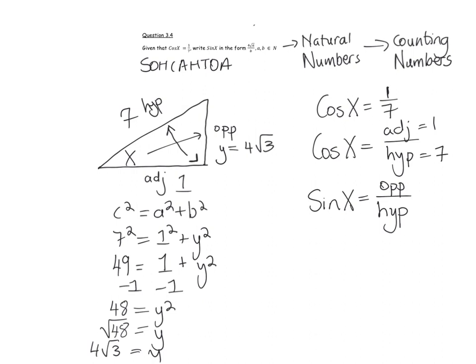Now, going back to originally what they asked us to do, we wanted to figure out what sine of x is. We know that sine of x is equal to the opposite over the hypotenuse. The opposite here is 4 root 3, and that's over the hypotenuse, which we know is 7. Now, if you look back, it says it wants it in the form 4 square root a over b, where a and b are natural numbers or counting numbers. We have here that a is 3 and b is 7. They're both counting numbers, they're both natural numbers, so that is correct.